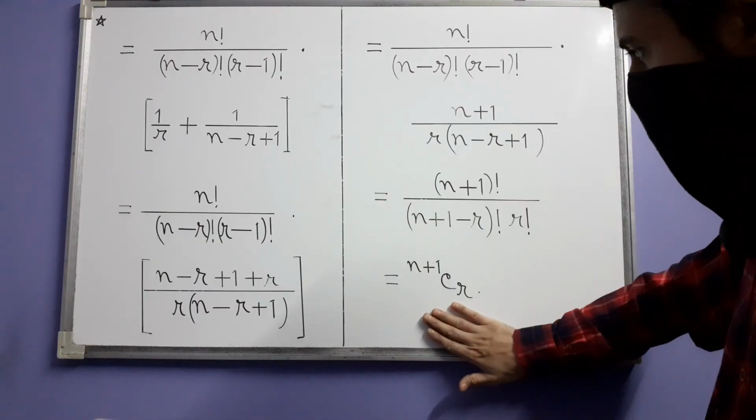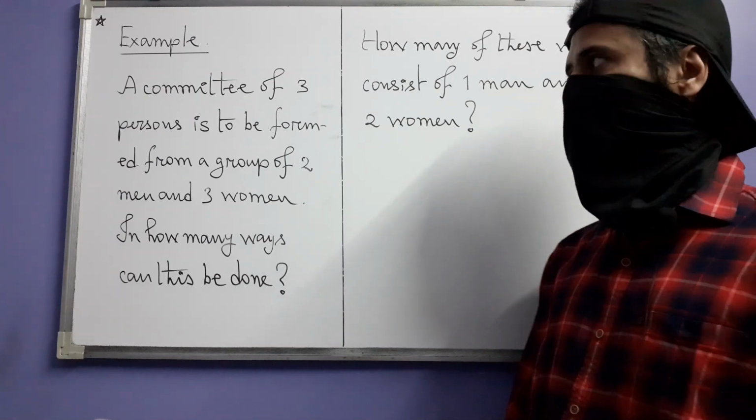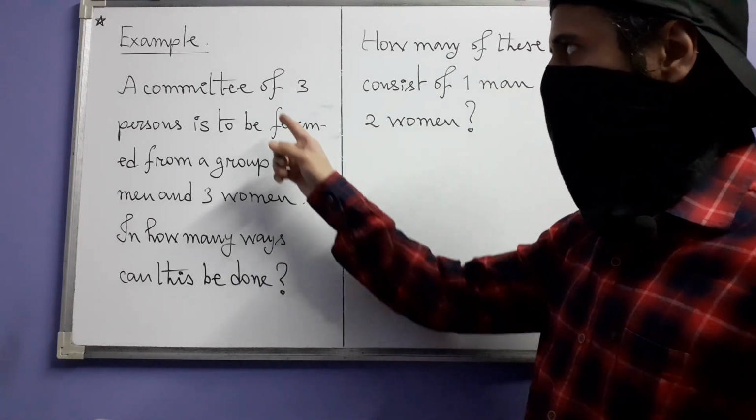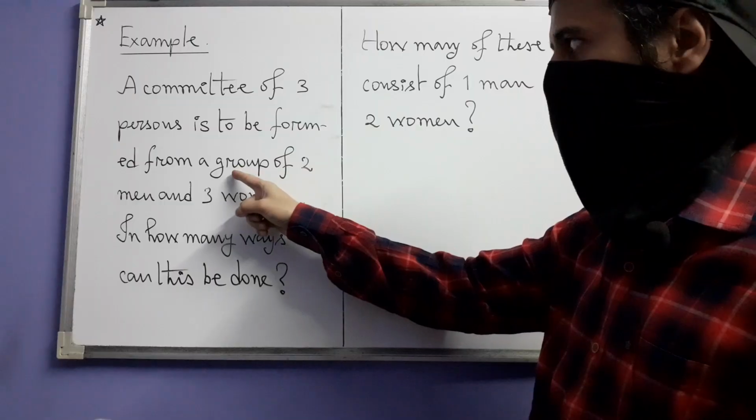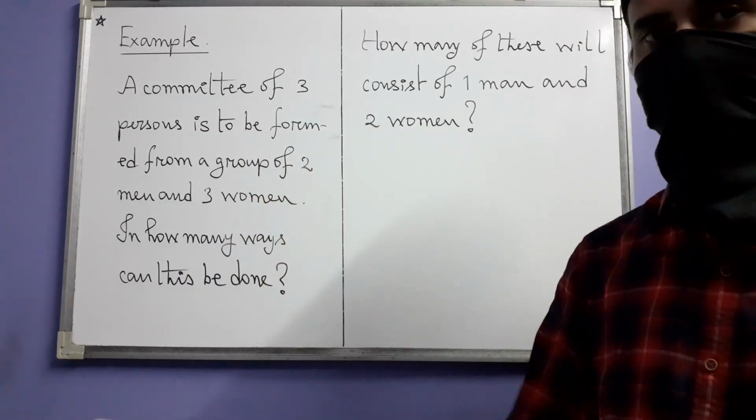So here the proof ends. And then we turn to word problems. We have an example here. A committee of 3 persons is to be formed from a group of 2 men and 3 women. In how many ways can this be done?